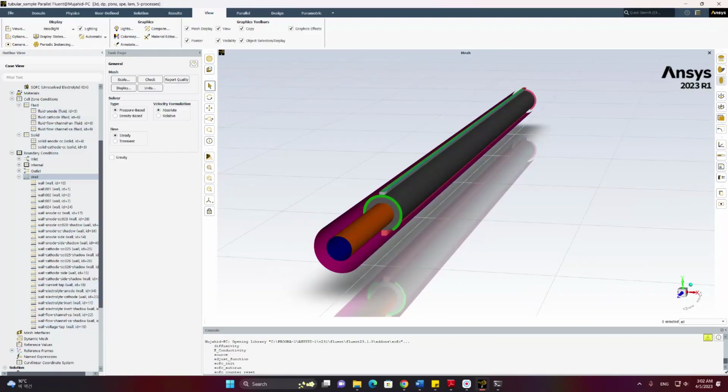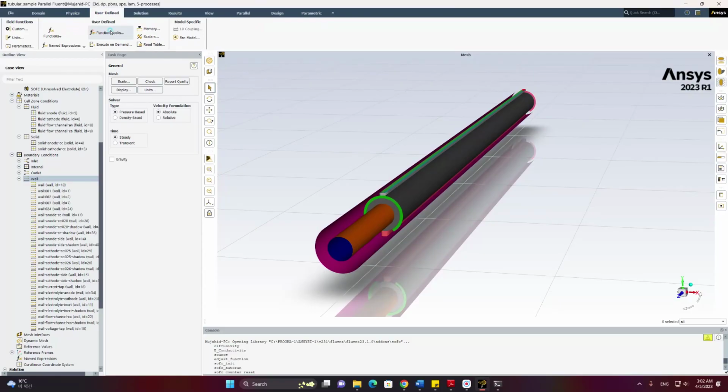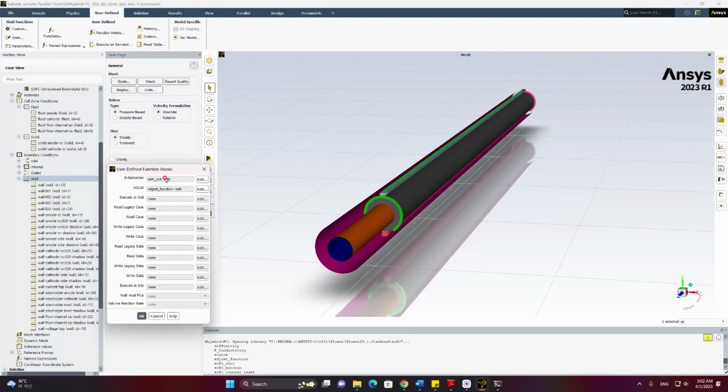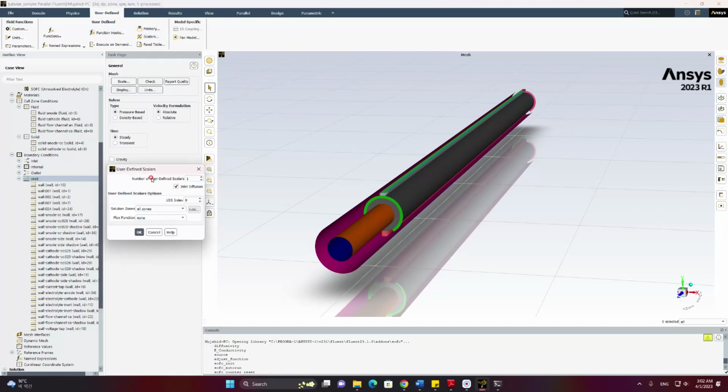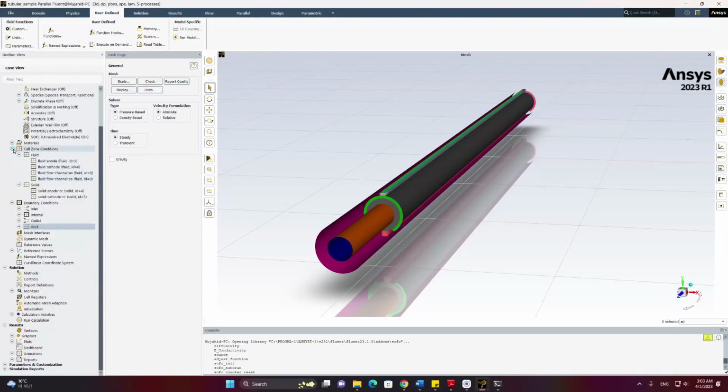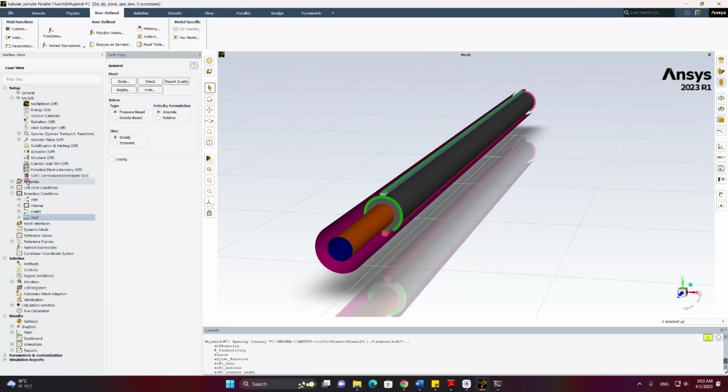The next part is checking the function hooks and user defined scalars. If you go to the user defined and function hooks, it just says to check if these are done. Normally it is automatically done. Scalars, all zones, and user defined memory. We have got 14 memory locations. The next part is to define the materials, and then we will apply them onto the cell zone conditions.